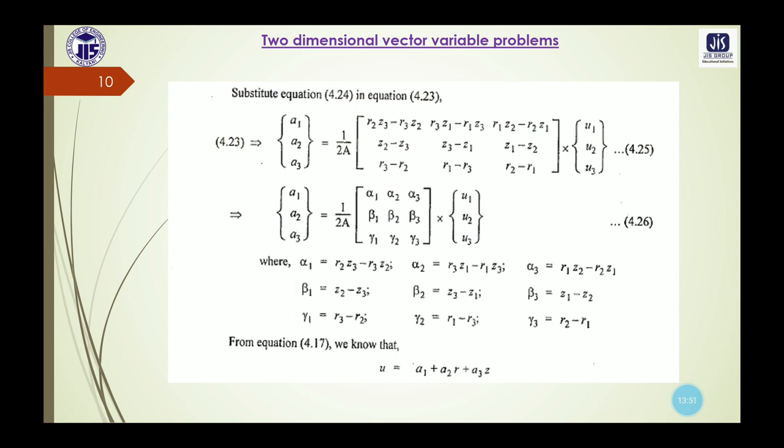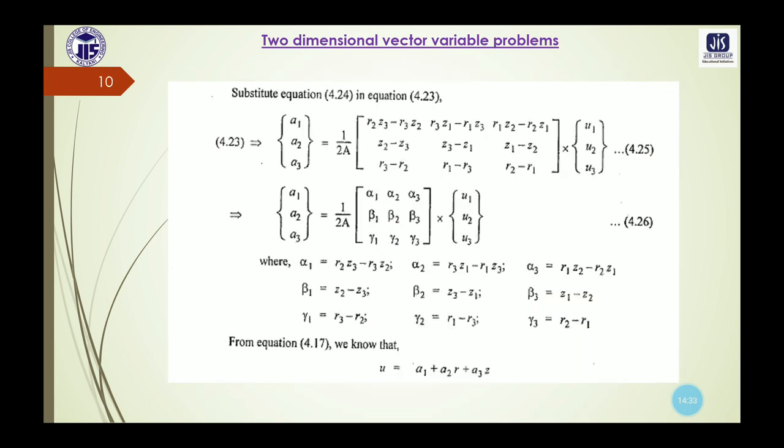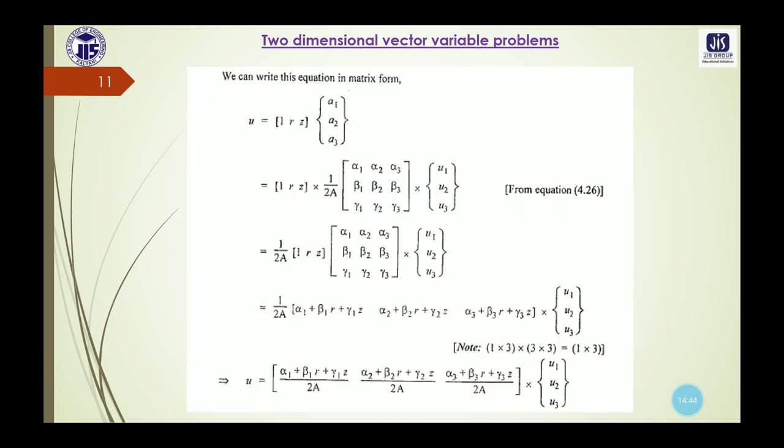Now from equation number 4.17 we have seen that U equals A1 plus A2R plus A3Z. Now we can write this equation in matrix form, that is U equals a row matrix of 1, R, Z multiplied by a column matrix of A1, A2, A3. For this column matrix A1, A2, A3, we can put its mathematical representation from equation number 4.26 that we saw in the earlier slide. So from equation 4.26 we have taken the formula of the A1, A2, A3 column matrix, which we have put here in this equation.